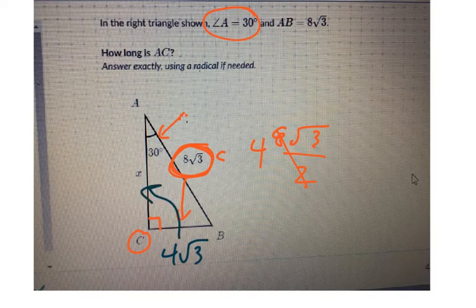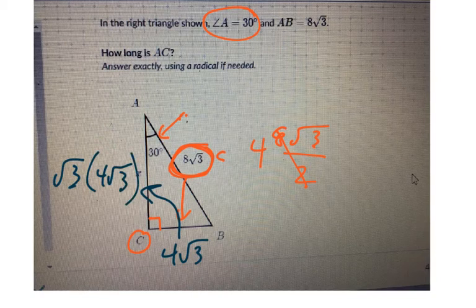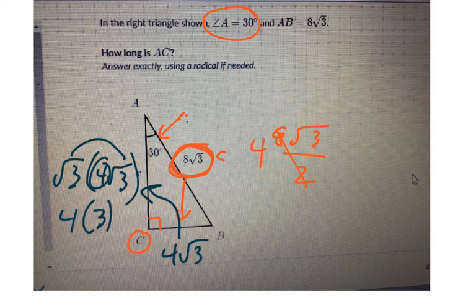Now, how do I find the medium side? I take square root 3 times the shorter side, right? And I have 4. Square root 3 times square root 3 is a square root 9, which is 3. And 4 times 3 is 12. So I'm going to go to my answer box. I'm going to type in 12. And I'm going to get the right answer.